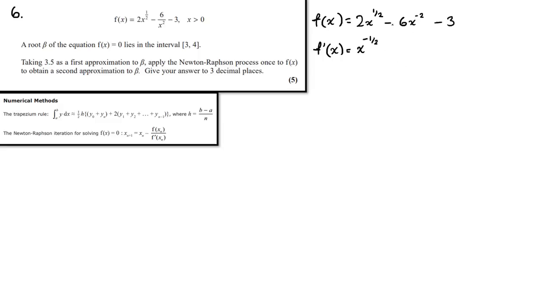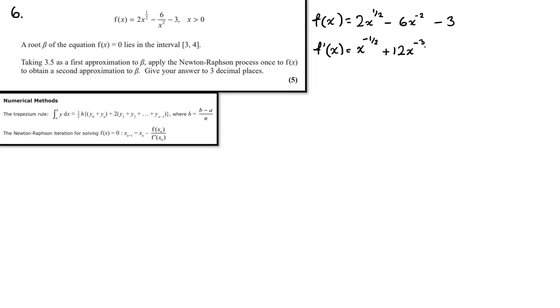Okay, we've then got minus 6x to the minus 2, so minus 6 times minus 2 gives us positive 12, so that's plus 12x, and then we subtract 1 off the power, so that's minus 3. And then finally, this minus 3 here, if you differentiate that, that's a constant, that would just become 0. Okay, so that's what we get there when we differentiate.